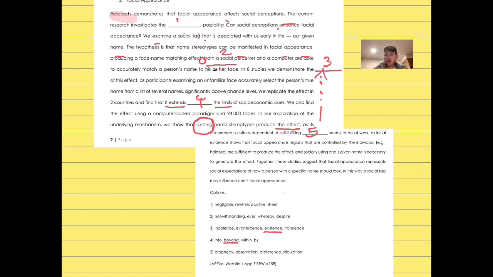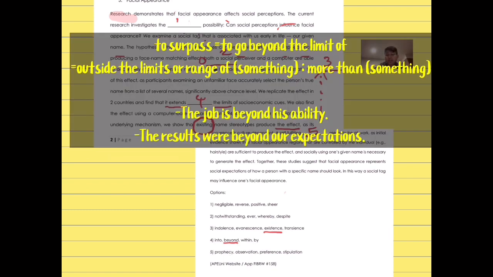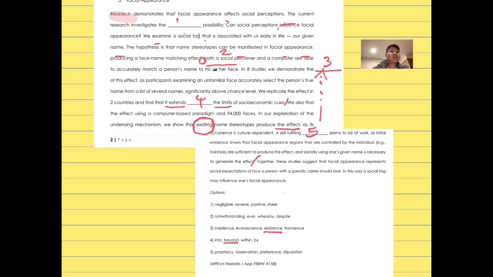What does this mean? To extend beyond the limits or to go beyond the limits means simply to surpass. For example, the job is beyond his ability. It means that the job is too hard for him. He is not capable of doing this job well. Or the results were beyond our expectations. The results were better than we expected. From here to here, it doesn't help us at all if you don't know the collocation.